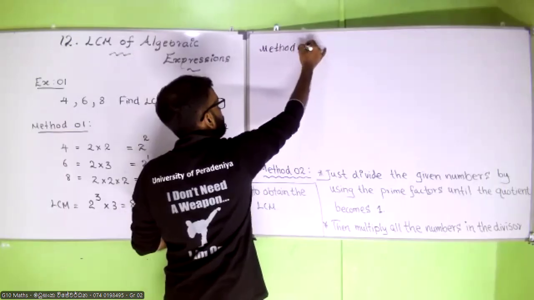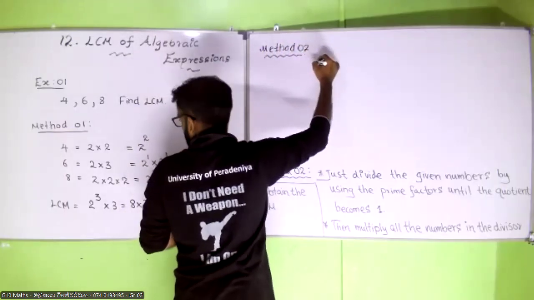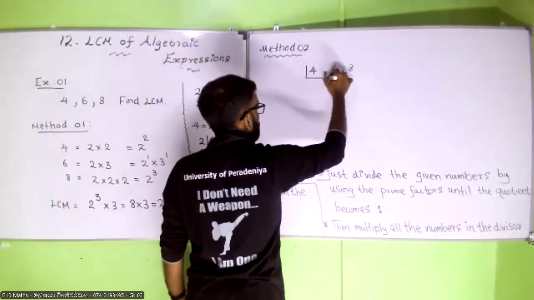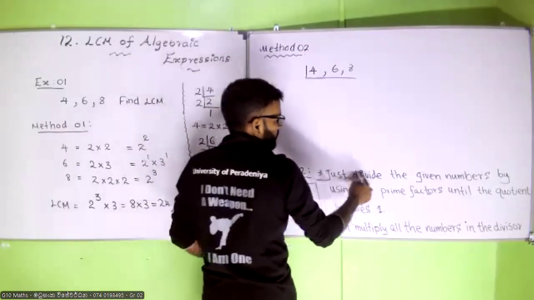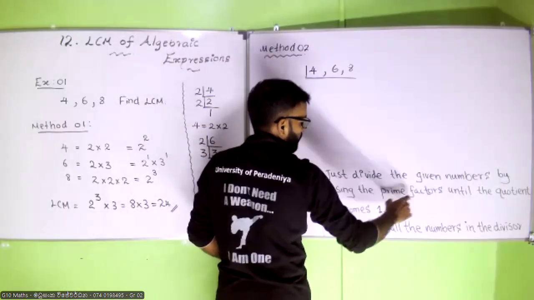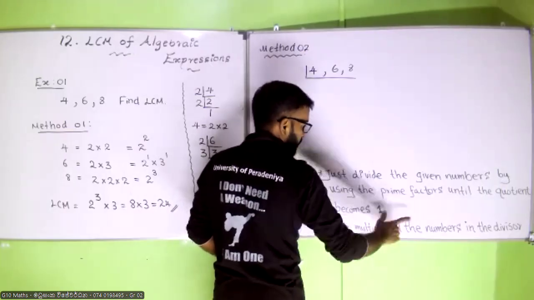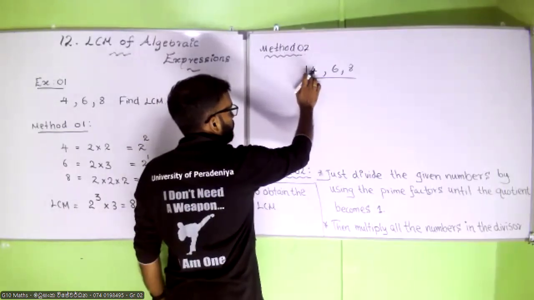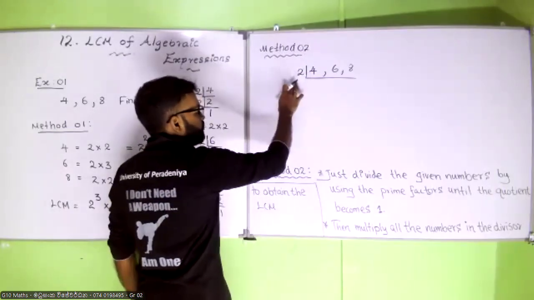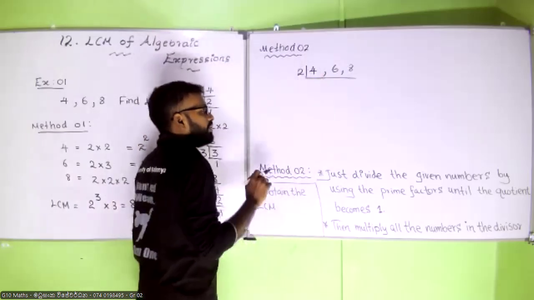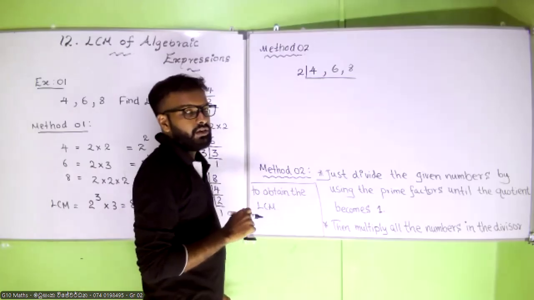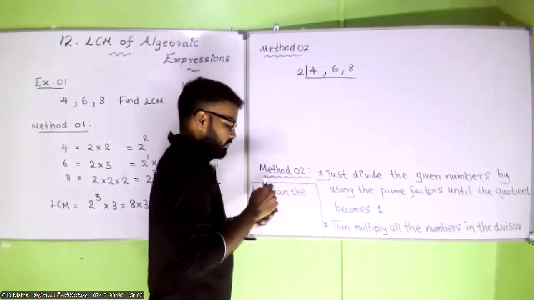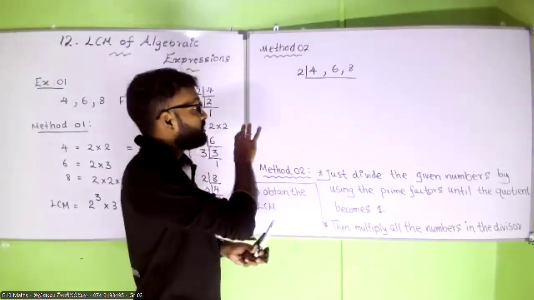So we have 4, 6, 8. If you use method two, we just divide the given numbers by prime factors until the quotient becomes 1. Then multiply the divisors and we obtain the LCM. So I can divide 4 by 2. Not all the numbers need to be divided by 2 at once. At least one of the numbers can be divided by the smallest prime factor. You can start from there.